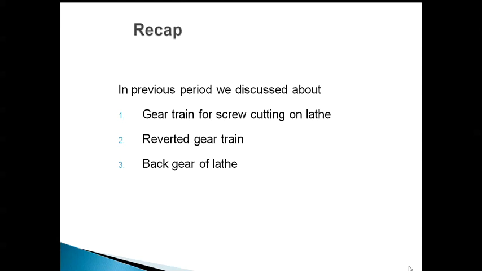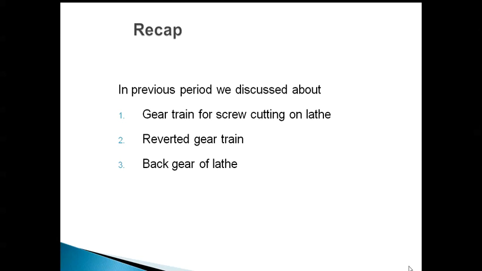Here the power transmission takes place. If there is no back gear, the cone pulley is directly connected to the driven gear by using the lock pin, so that whatever speed the cone pulley gets will be transmitted to the gear. That gear is keyed to the shaft, so the power is transmitted to the spindle.